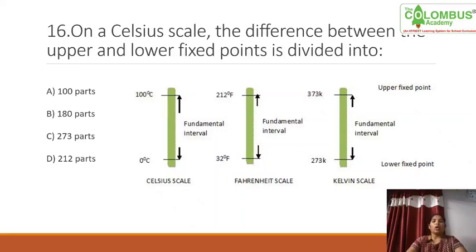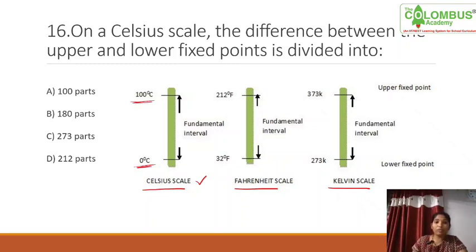On a Celsius scale, the difference between the upper and lower fixed point is divided into how many parts? So we'll take all the scales: Celsius scale, Fahrenheit scale, Kelvin. They are asking about the Celsius scale. What is the lower fixed point? 0 degrees centigrade. Upper fixed point 100 degrees centigrade.